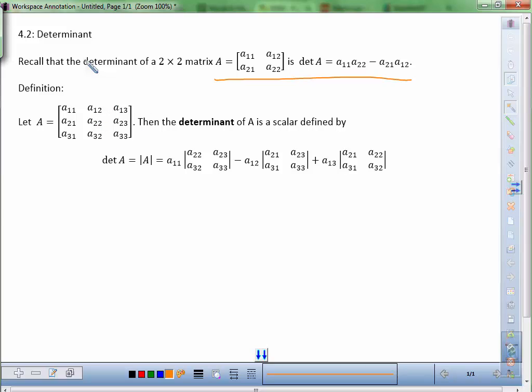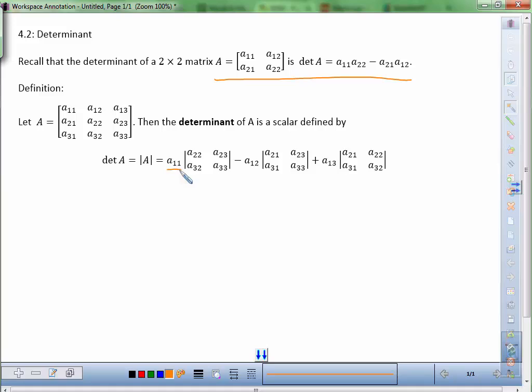And so what they do in most cases, even in Calc 3 when they talk about the cross product, is that they define it for you, and then they give you little tricks of how to find them a little bit quicker. But the idea behind this definition is an expansion along a particular row or column.